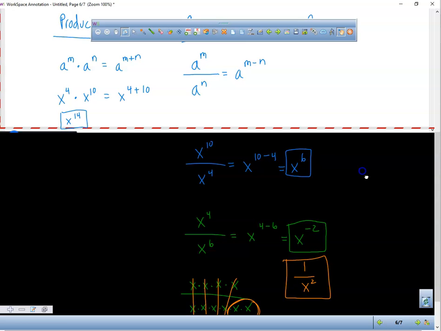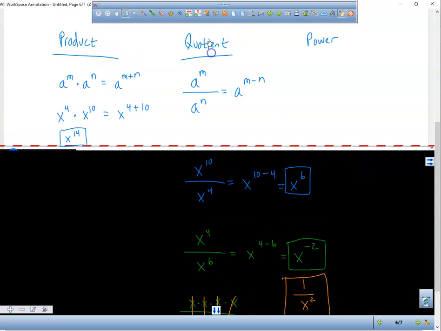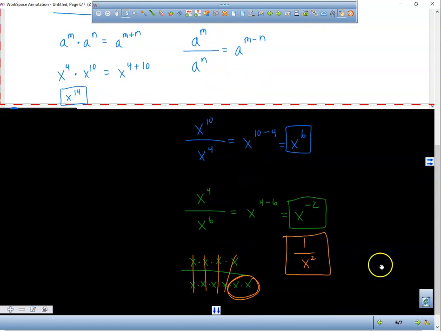So here we go. Right now, what have we covered? The product property and the quotient property. We have the product and we have the quotient.